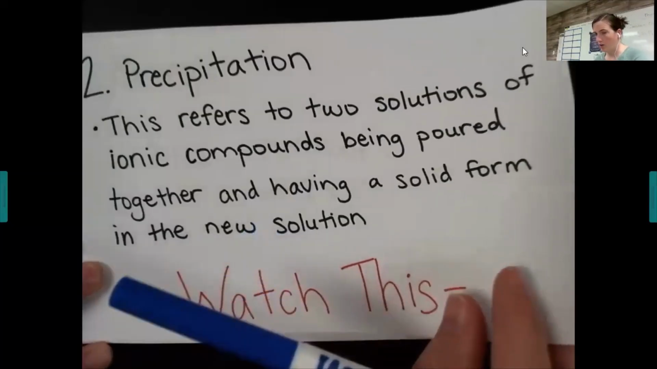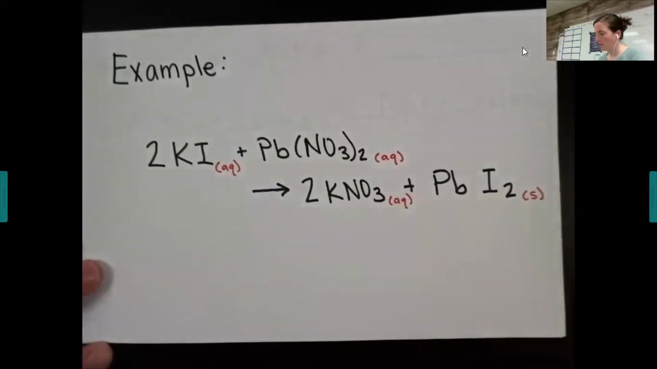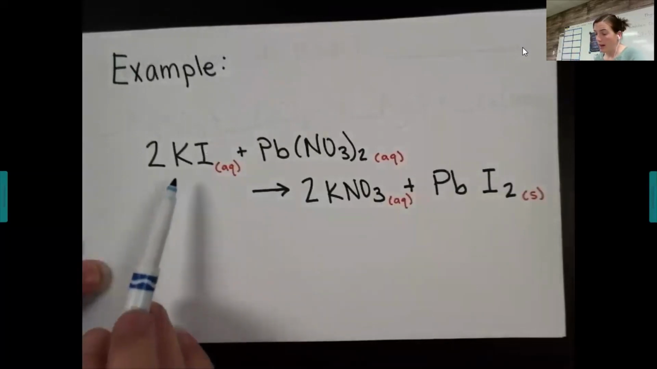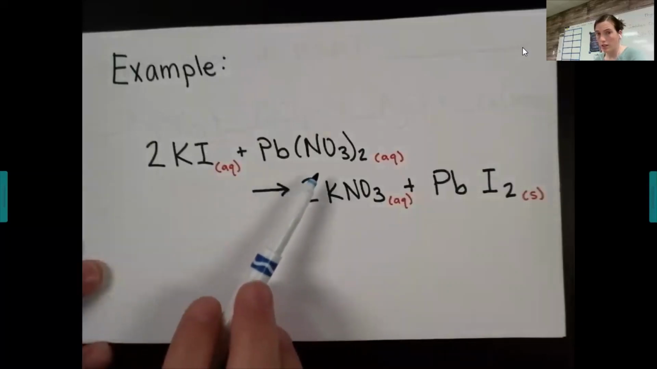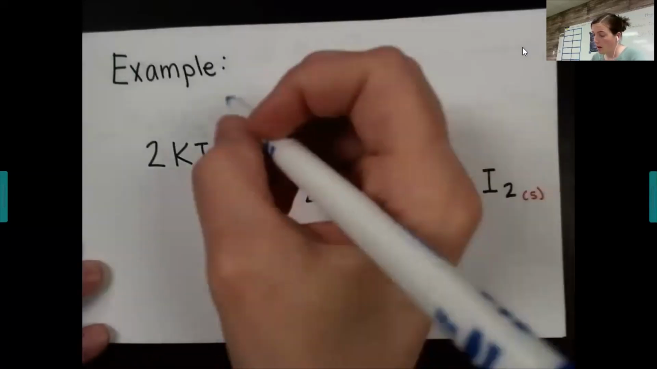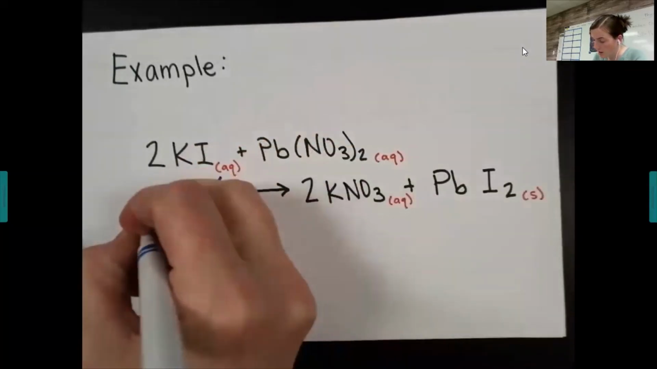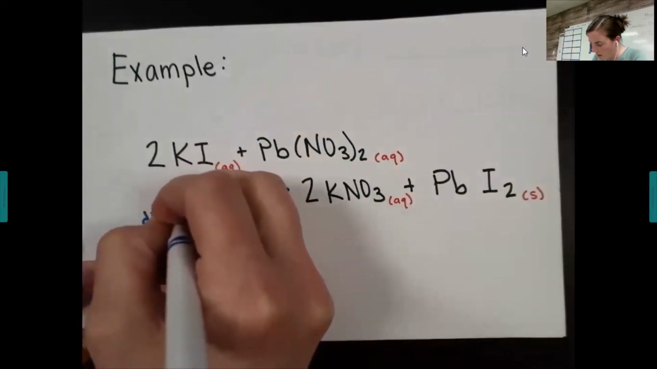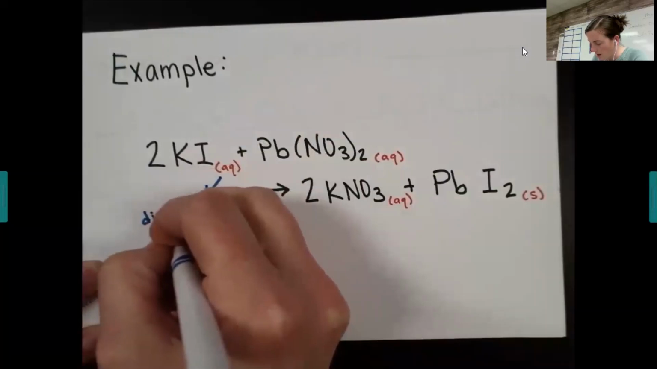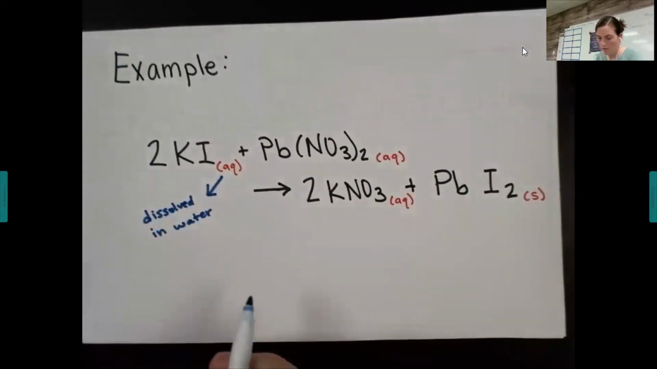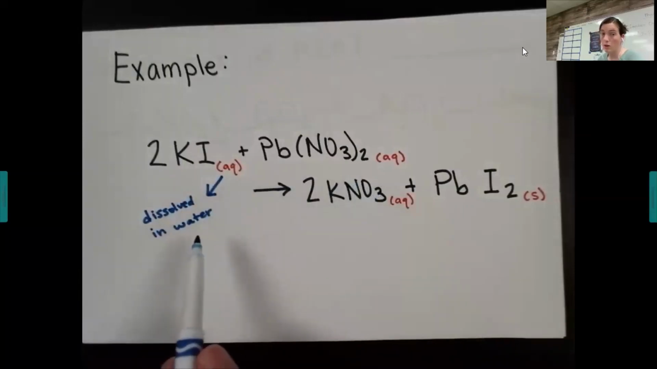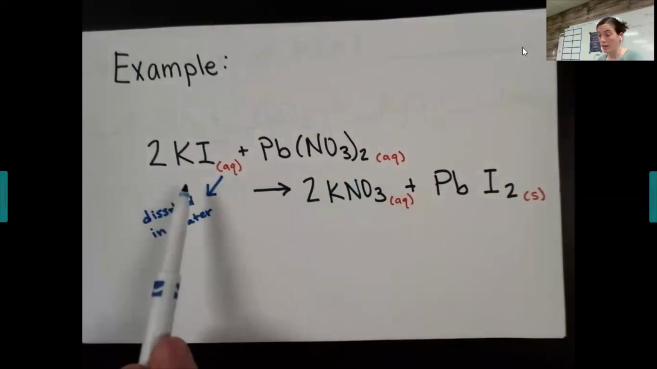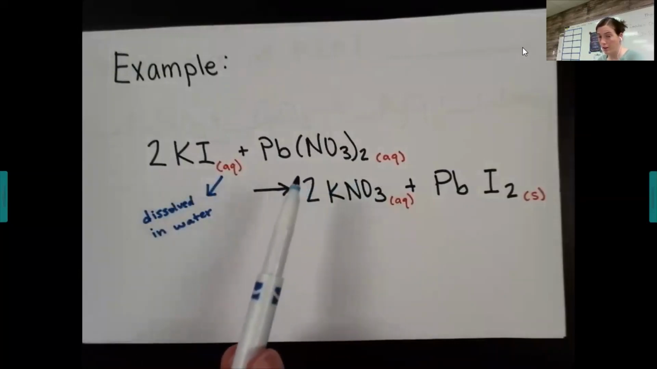So again, let's watch this video so you can see it in action. What you're seeing in this video is potassium iodide and lead nitrate, okay, which are both aqueous. Aqueous means that potassium iodide is dissolved in water. Okay, and I don't think I have this on your notes, so you might want to add the aqueous and that the AQ means dissolved in water. So you have potassium iodide dissolved in water, lead nitrate dissolved in water.